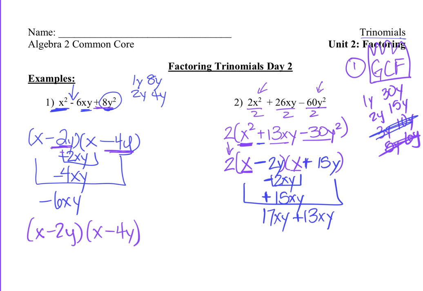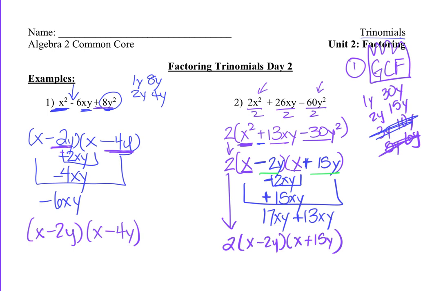Last check, multiply the 2y times the 15y, and we get a negative 30, which is what we were looking for. So the final answer is 2. Remember to always bring that down. X minus 2y and x plus 15y.